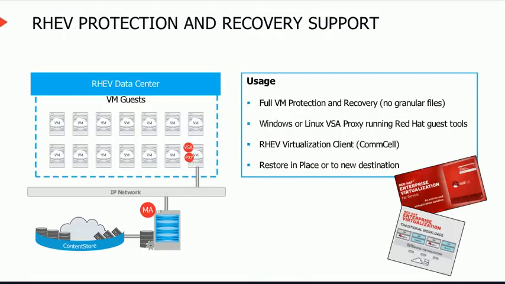In version 11 of CommVault software, it is now possible to perform data protection and recovery operations of virtual machines deployed on Red Hat Enterprise Virtualization, or RHEV. The CommVault Virtual Server Agent must be installed on a Windows or Linux virtual machine running under the RHEV data center that contains the virtual machines to be protected. The VM containing the VSA performs the proxy role, not dissimilar to the hot add configuration in VMware.